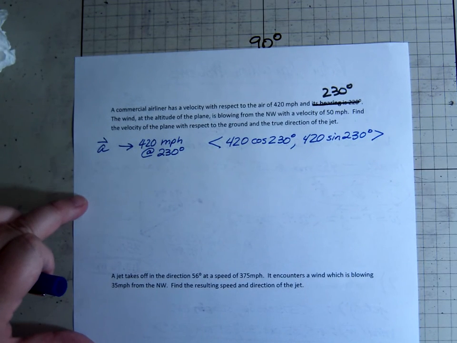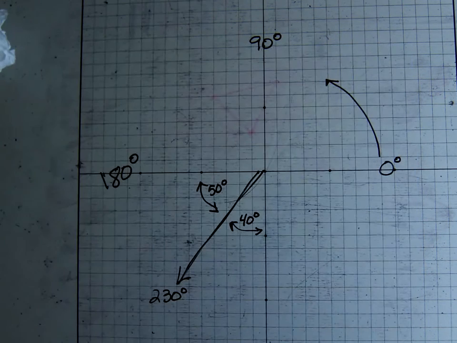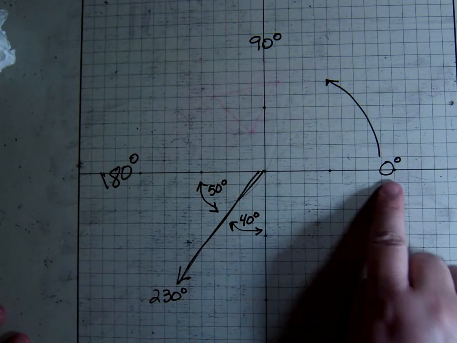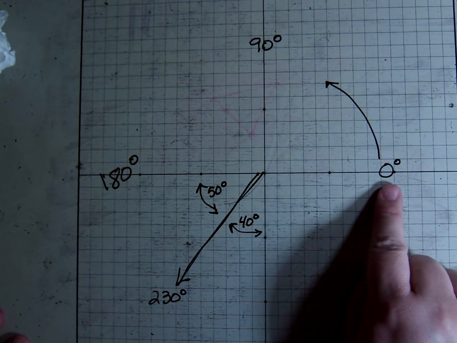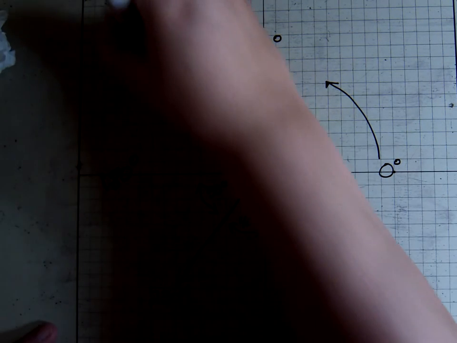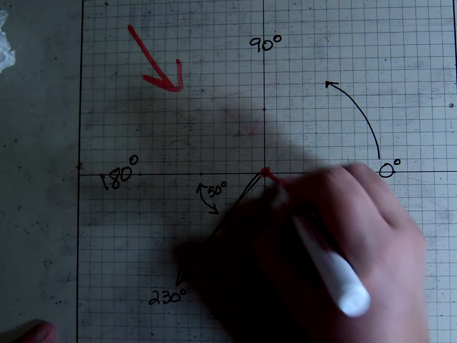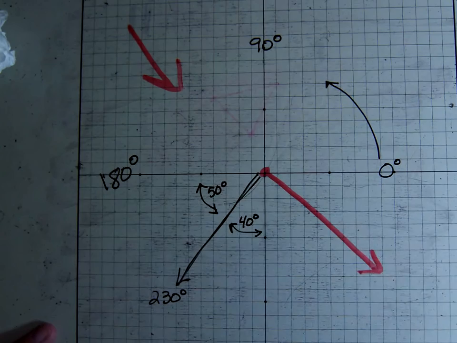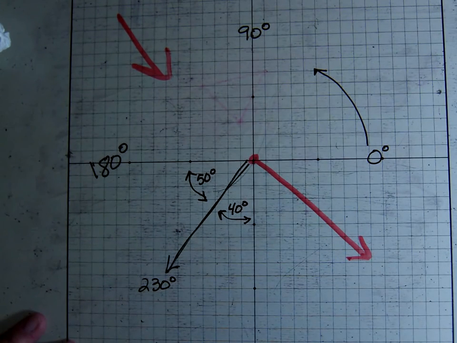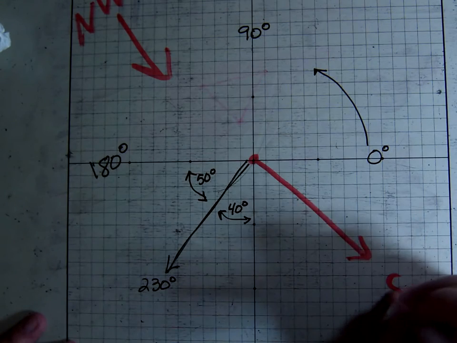Okay, now the wind is blowing from the northwest. So still thinking this is the kind of angle I want, remember, with 0 over here. Northwest, I just have to figure out. It's not already in bearings, it's just talking directionally. If it's blowing from the northwest, then basically it looks like this. It's blowing from the northwest, which means it's blowing to the southeast.